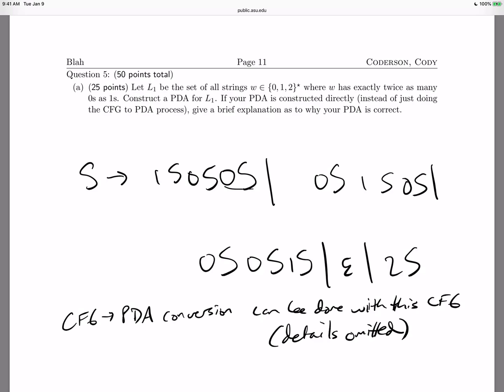And then the 2s rule on the end is, well, I don't care where the 2s are or how many there are. So if I need to put a 2 here, I'm going to allow you to do it. So 2s can go anywhere. It's just that the 1 has to be paired with exactly 2 zeros.